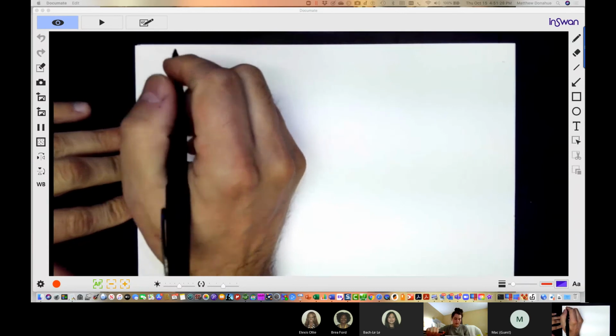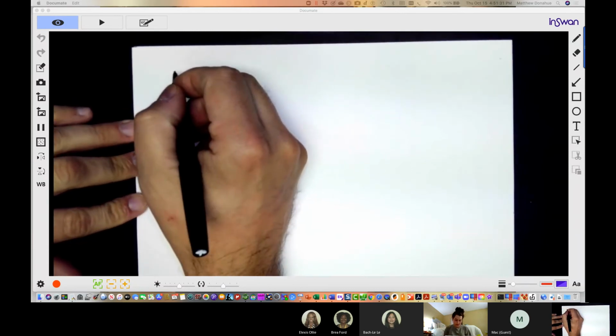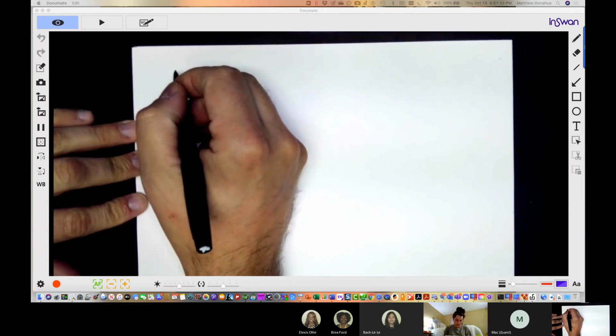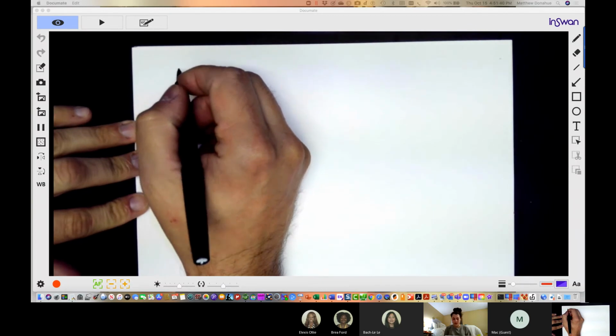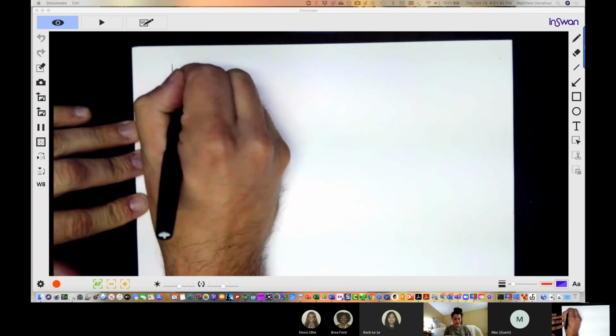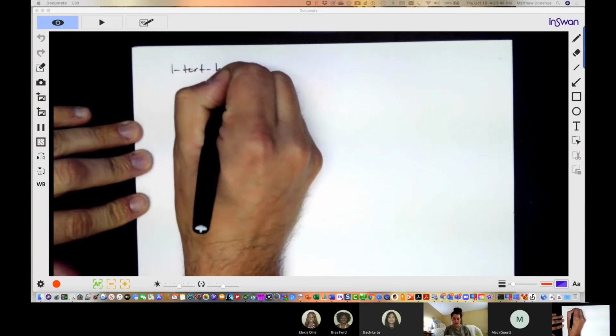Maybe just say it first. Okay. It asked which substituent is in the most stable conformation of 1-tert-butyl-1-methylcyclohexane.